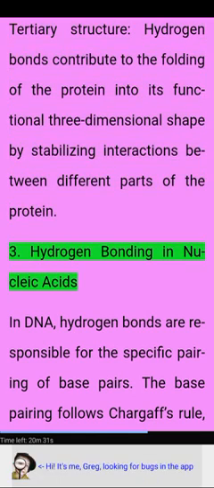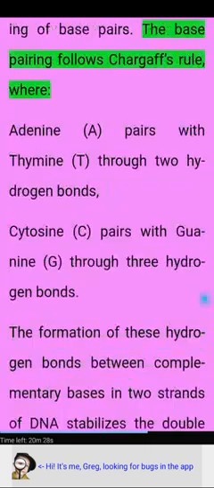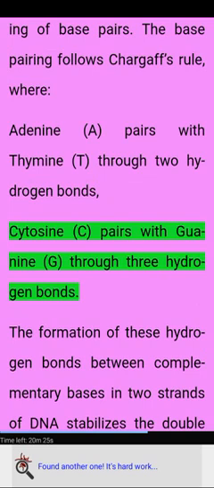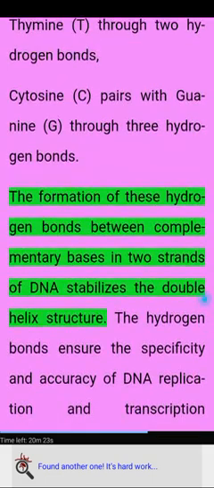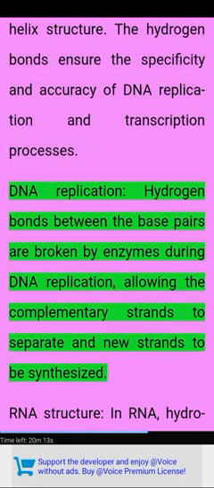3. Hydrogen bonding in nucleic acids. In DNA, hydrogen bonds are responsible for the specific pairing of base pairs. The base pairing follows Chargaff's rule, where adenine (A) pairs with thymine (T) through 2 hydrogen bonds. Cytosine (C) pairs with guanine (G) through 3 hydrogen bonds. The formation of these hydrogen bonds between complementary bases in 2 strands of DNA stabilizes the double helix structure. The hydrogen bonds ensure the specificity and accuracy of DNA replication and transcription processes.